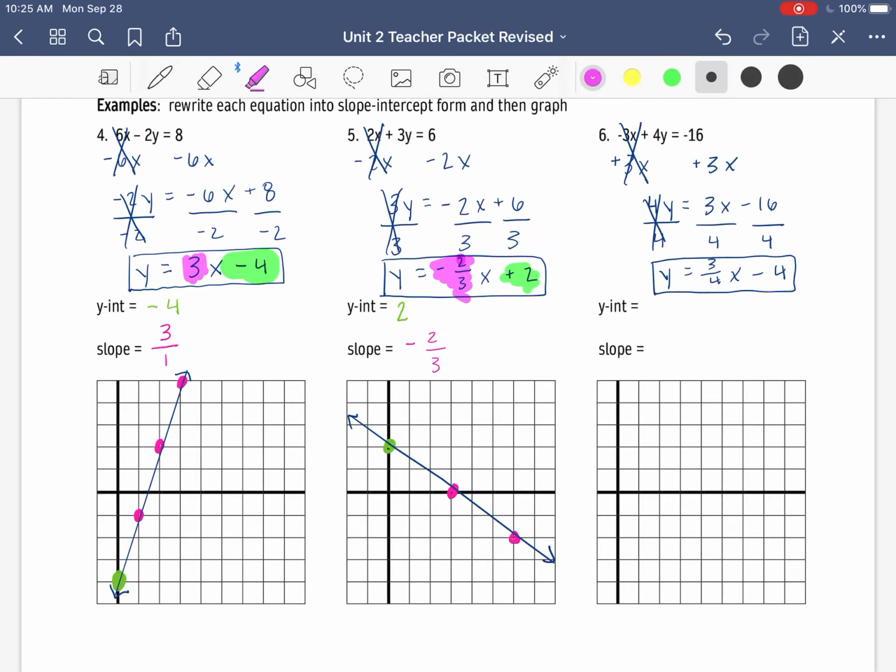So our y-intercept in this one is negative 4. Our slope is 3/4. So I'm going to plot my y-intercept first on the y-axis. I'm going down to negative 4. My slope is positive 3/4, so I'm going to go up 3 and over 4. And I'll do that a couple of times. And I've got enough points to draw a line.